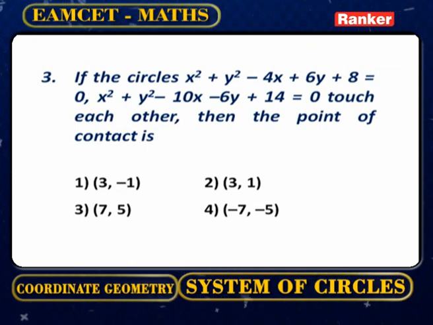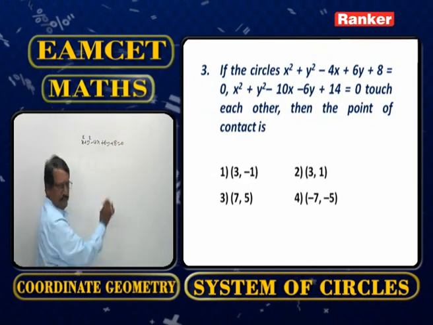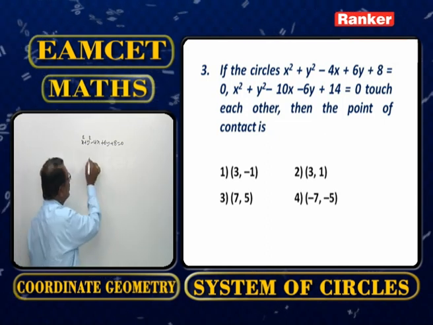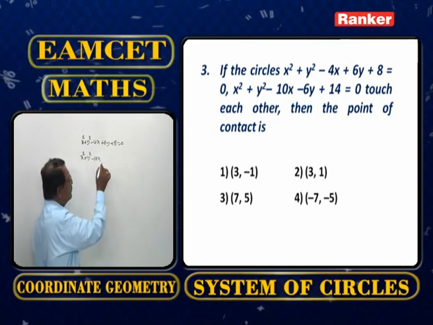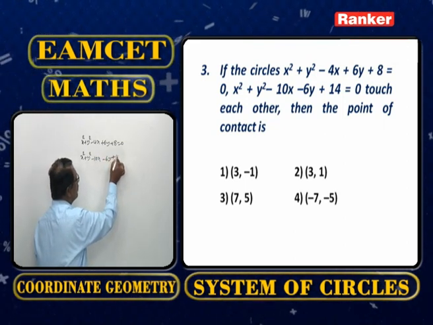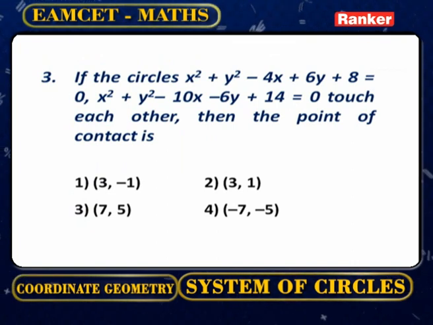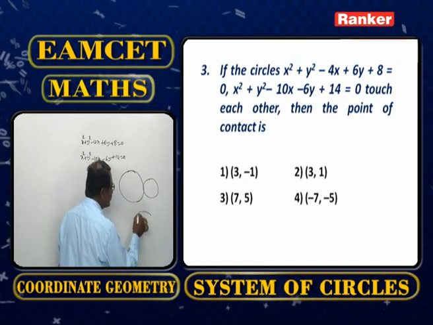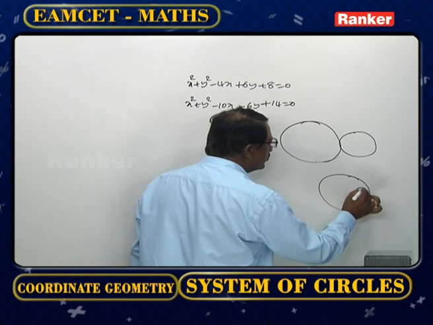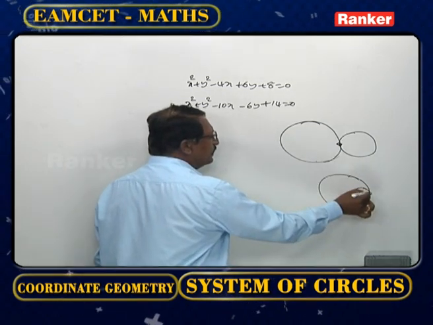The circles x² + y² − 4x + 6y + 8 = 0 and x² + y² − 10x − 6y + 14 = 0 touch each other, then the point of contact is? If the two circles touch each other, they may touch externally or internally.